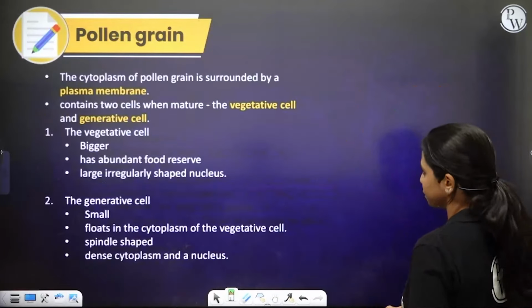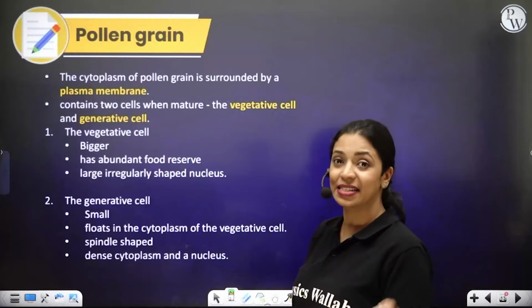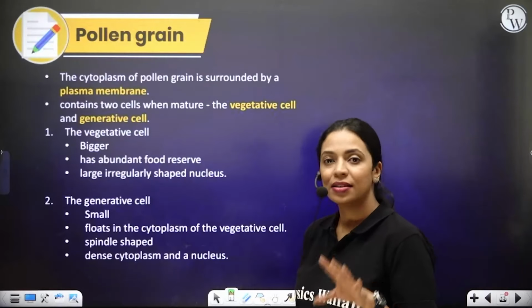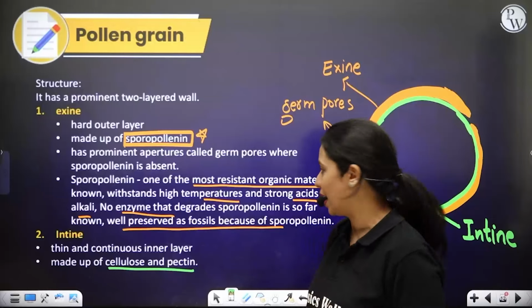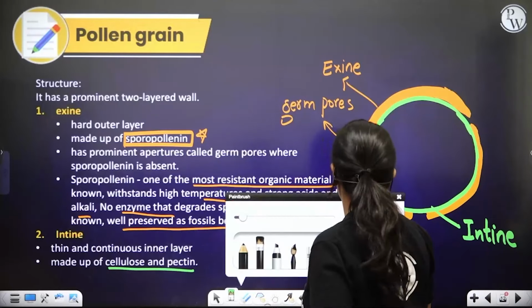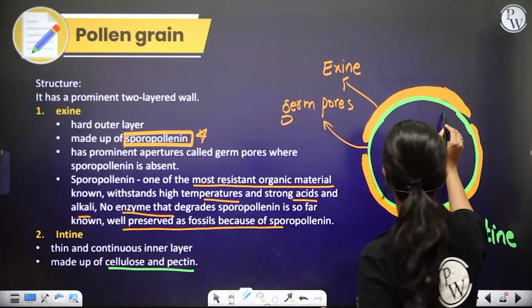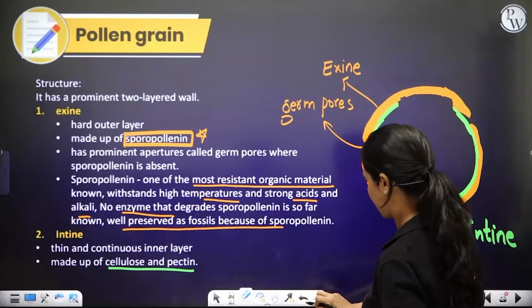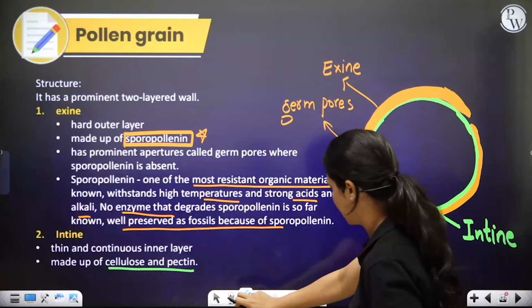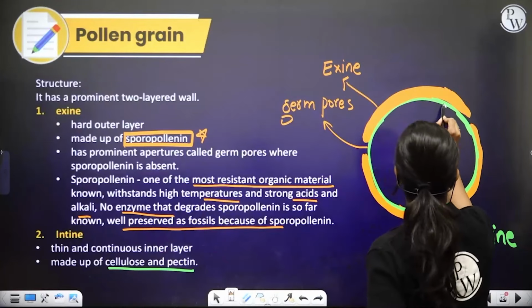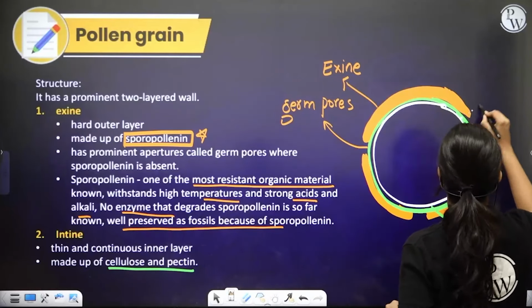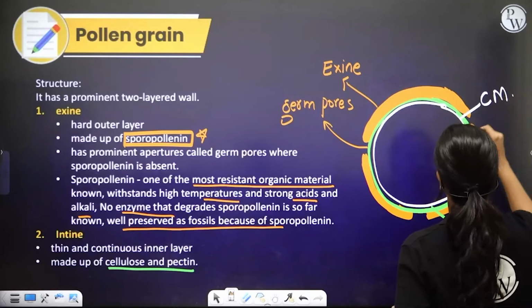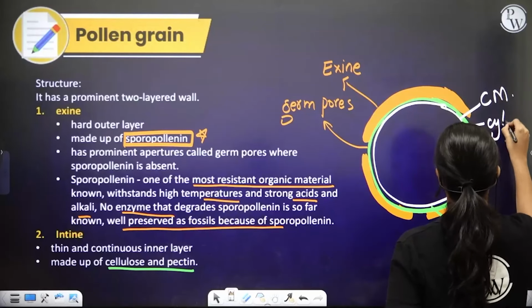Now let's move on and talk about what lies inside the cytoplasm. Similar to all plant cells, within the cell wall you will have the cell membrane. Even over here you will have a cell membrane inside the cell wall. So you will have the cell membrane. This is the cell membrane. Within the cell membrane you will have the cytoplasm.